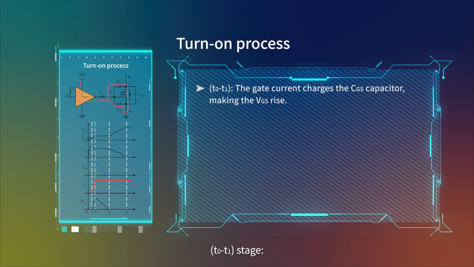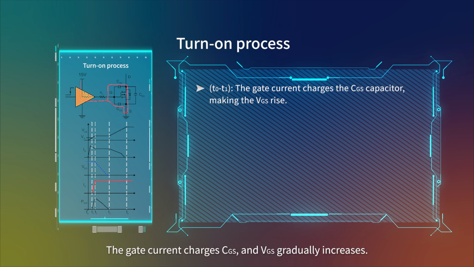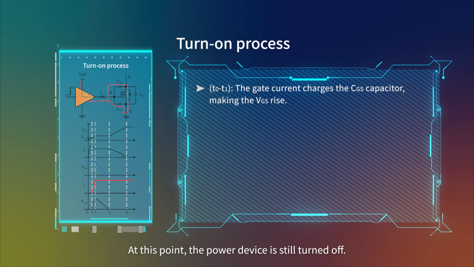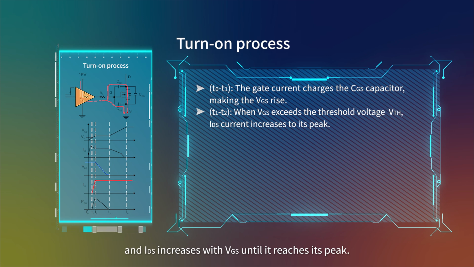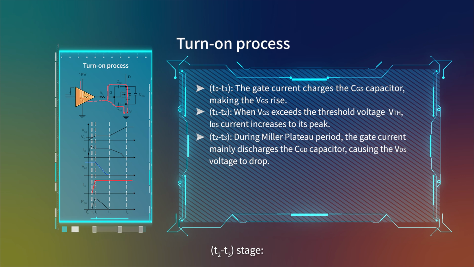T0 to T1 stage. The gate current charges CGS and VGS gradually increases. At this point, the power device is still turned off. T1 to T2 stage. When VGS increases to a value greater than the gate threshold voltage, VTH, the power device begins to turn on, and IDS increases with VGS until it reaches its peak. T2 to T3 stage. This is the Miller plateau period, where the gate current mainly discharges CGD and VDS begins to decrease. The device is fully turned on.